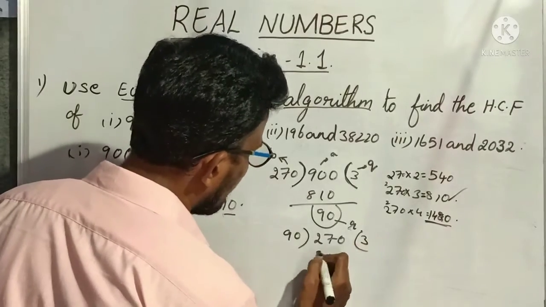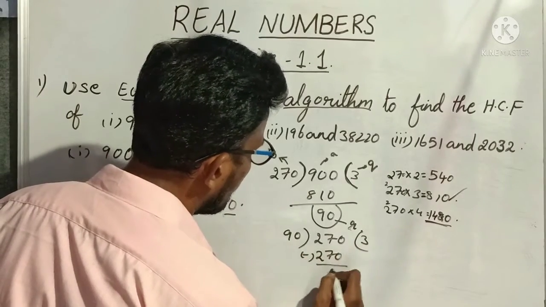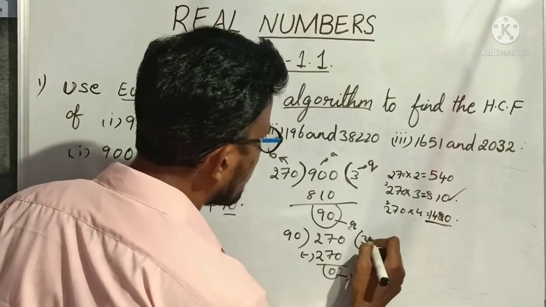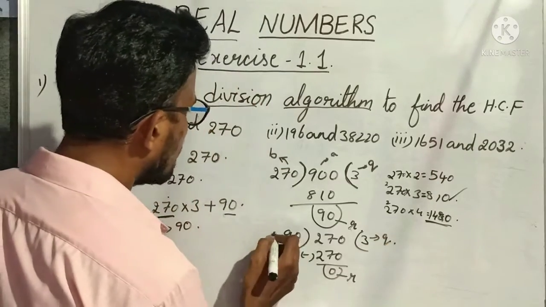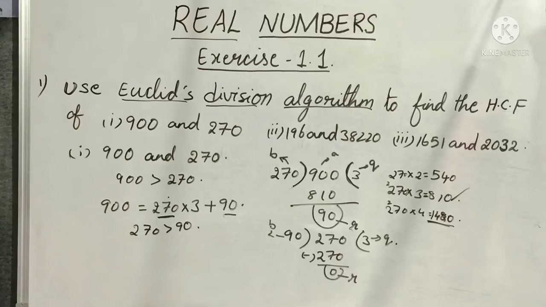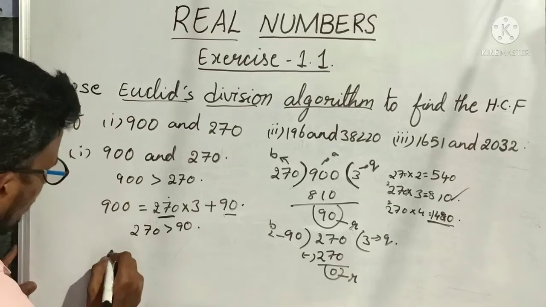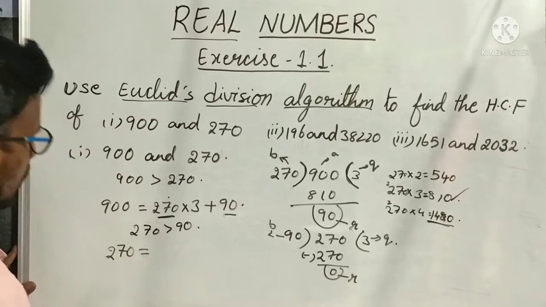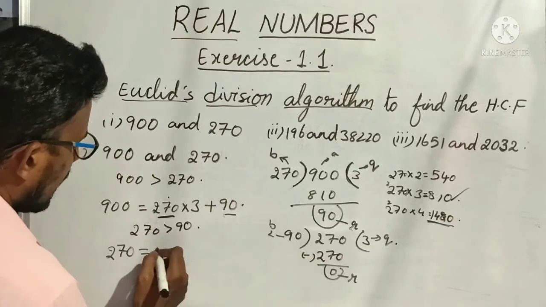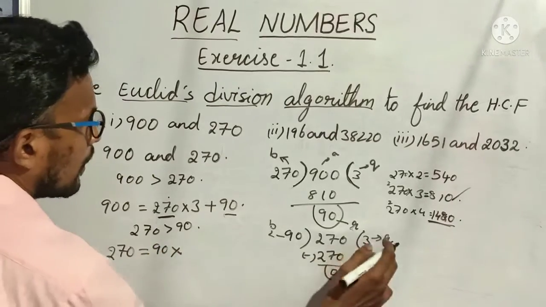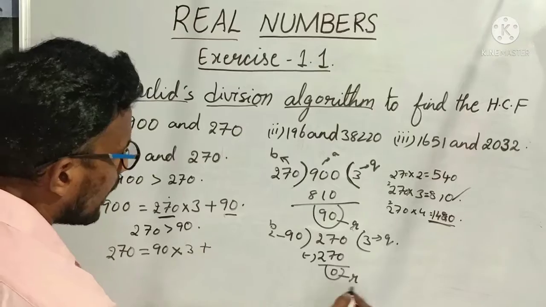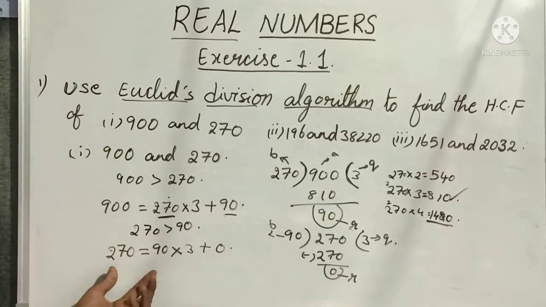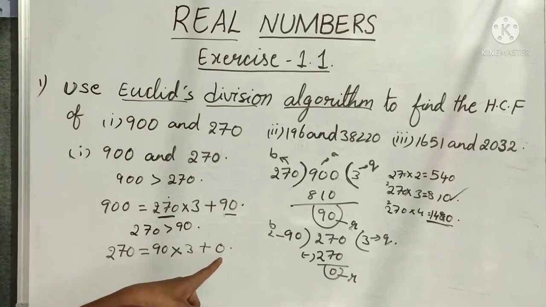9 3 is 27, so 93 is 270. So here we are getting remainder 0, and this is q and this is our b value now. Clear? So now I am writing 270 is equal to, so what is the d value? 90 into q value is 3 plus remainder is 0. Now we have to stop our process. Why? Because we got remainder 0.